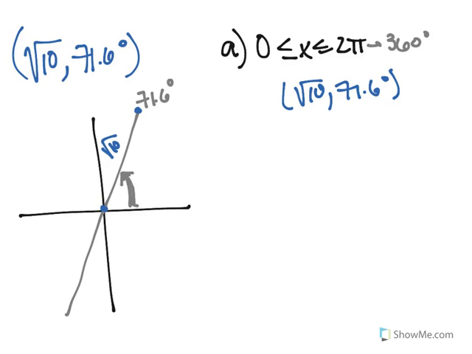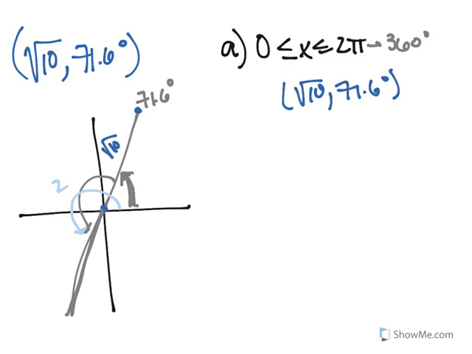Another option I said is that we could add 180 to the existing angle that we have and just make our r, my distance, negative. So I'm looking at this angle, but I'm going to go backwards. I'm going to go negative the other way, so I'm going to go up this direction essentially with my distance instead of down towards it. So if I add 180 to 71.6, 71.6 plus 180 is 251.6.